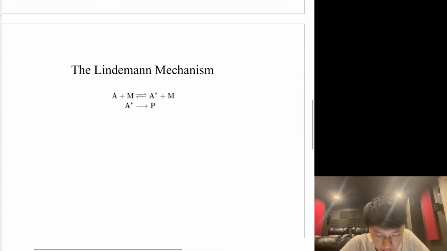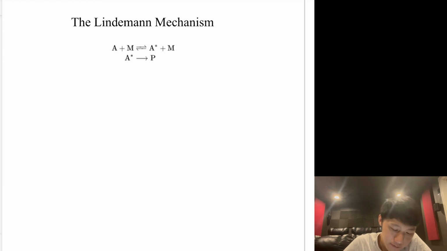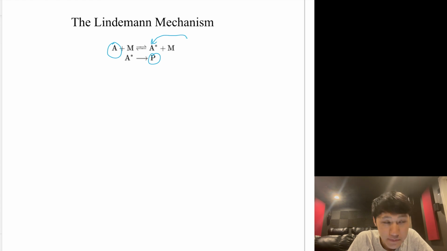Now, this question is really asking us about the Lindemann mechanism. So, the Lindemann mechanism is as follows. Some molecule, A, is going to turn into the product P. However, in order to do that, it needs to reach a higher energy state, some activated form of A. And that's what we're going to call A star.